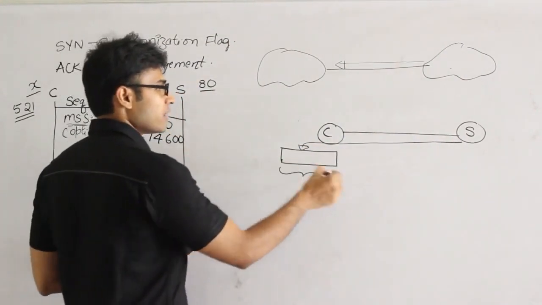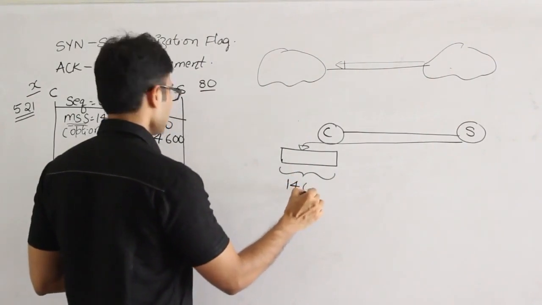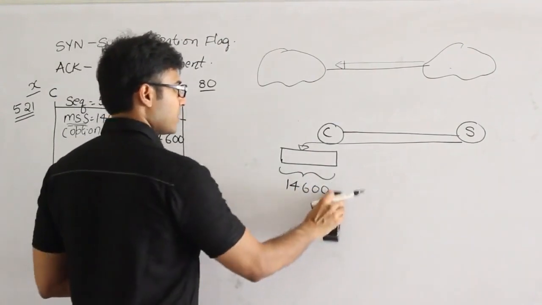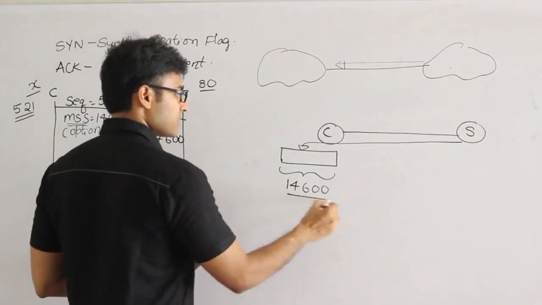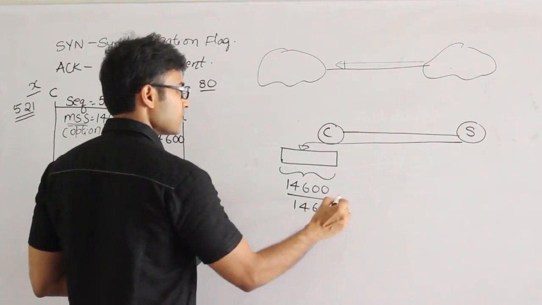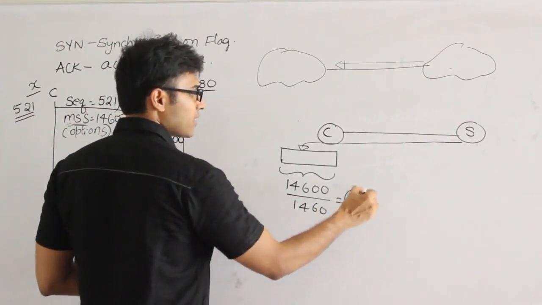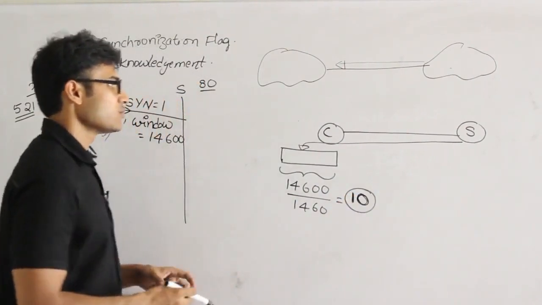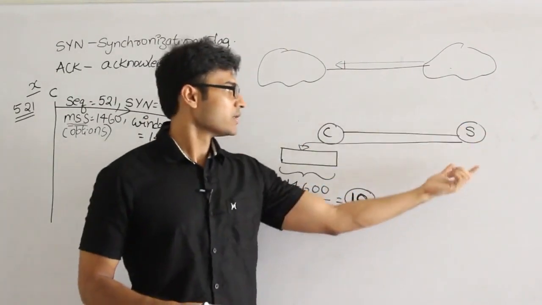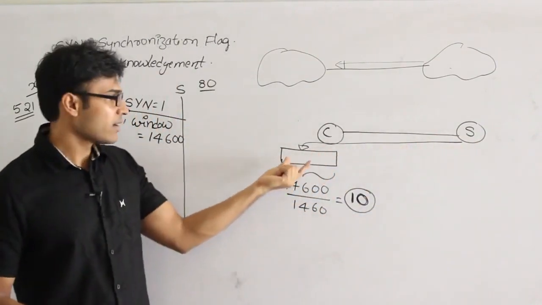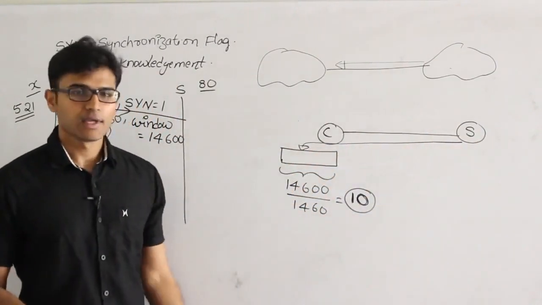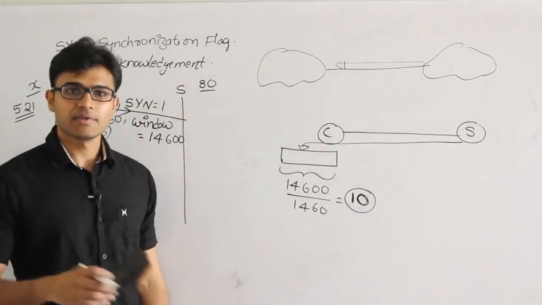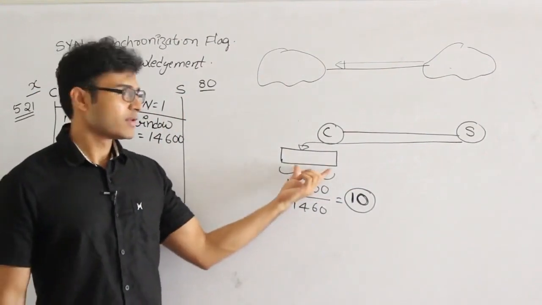Now I am saying that the buffer I have reserved for you is 14,600, right? And every packet is of size 1460. Then how many packets can be sent? It means that you can send 10 packets before getting the acknowledgement. So at one go, the server can send 10 packets and the client is having the space to hold 10 packets. And if the server sends more than 10 packets, we don't have space to hold it. That is why it is called connection oriented. We are even reserving the buffers, right?